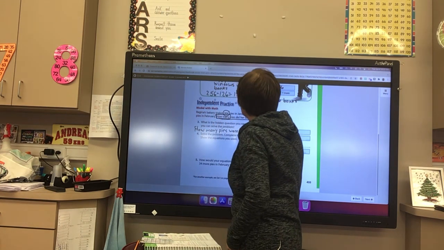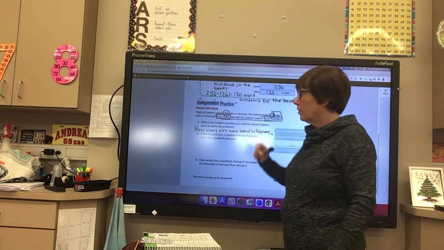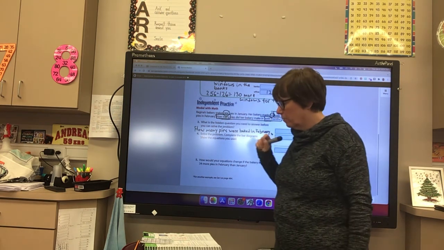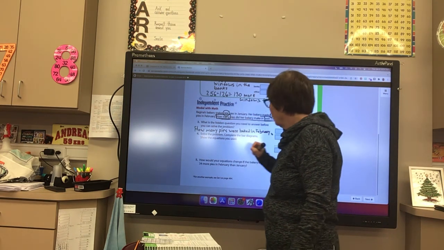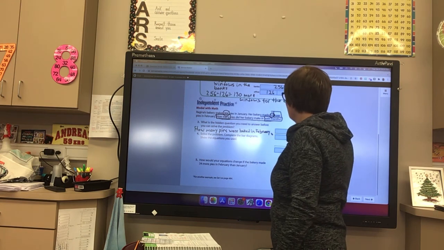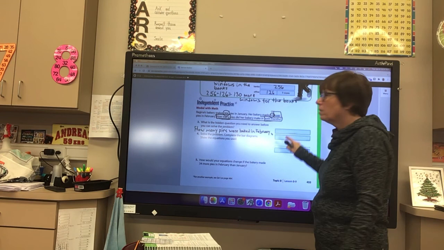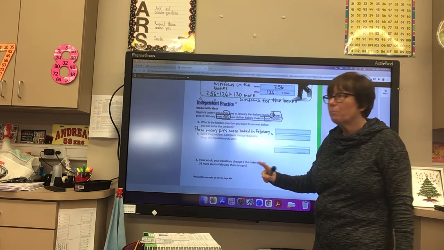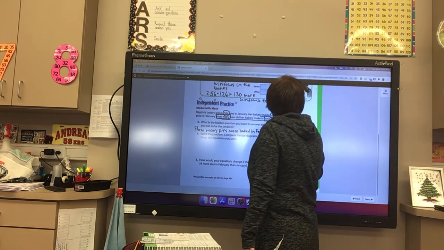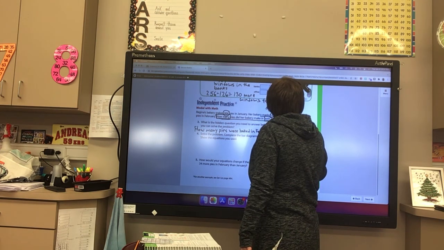Because we know there was 34 fewer. 34 fewer than what? 304, so we have to figure that out. So here's what we're going to do. This diagram goes right with this. So we know the total of pies. What is the total of pies? 304, so we're going to write that right here.